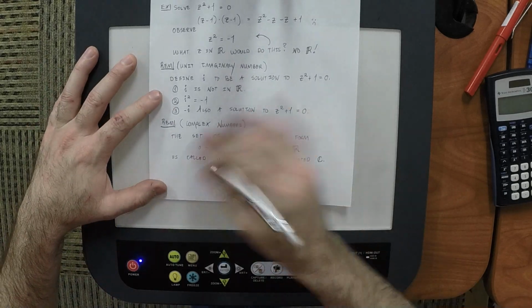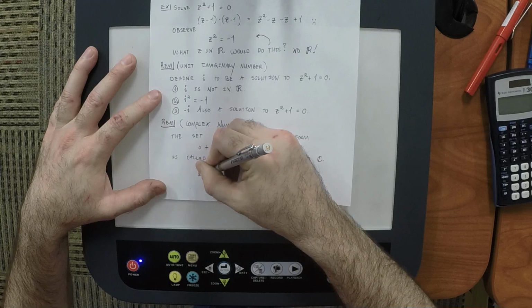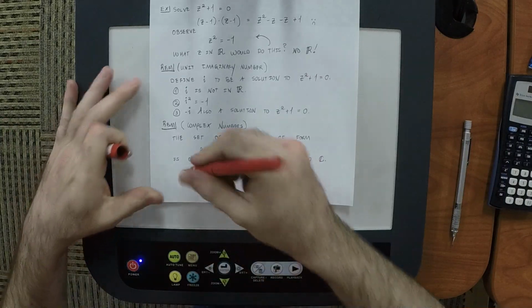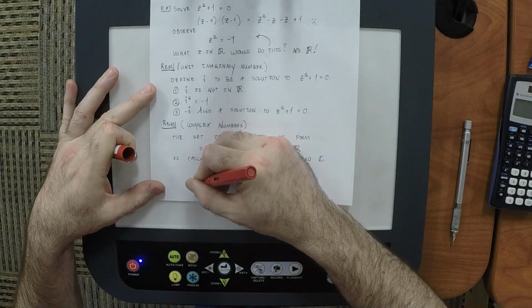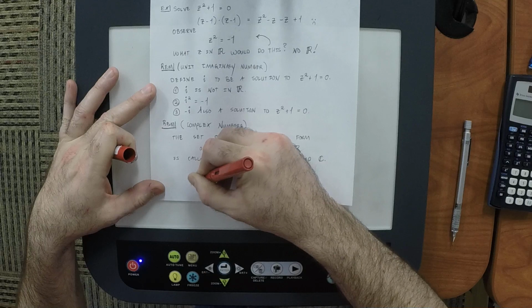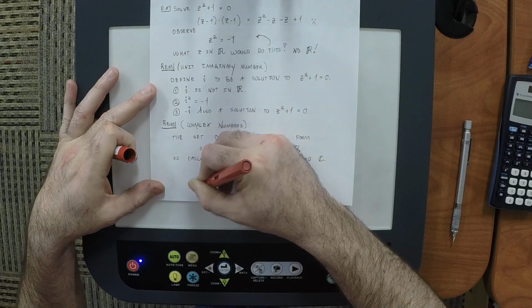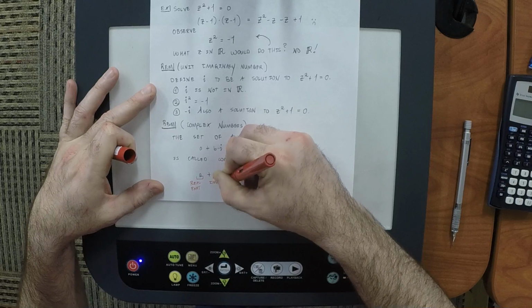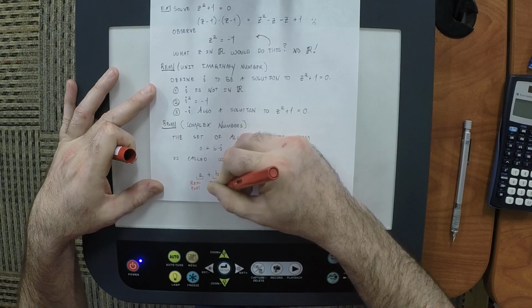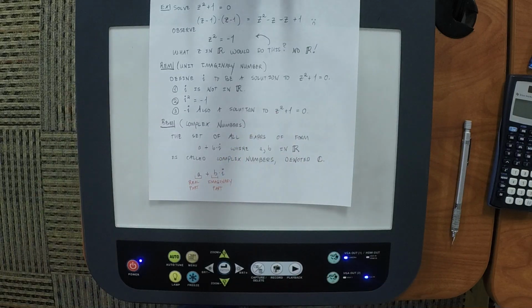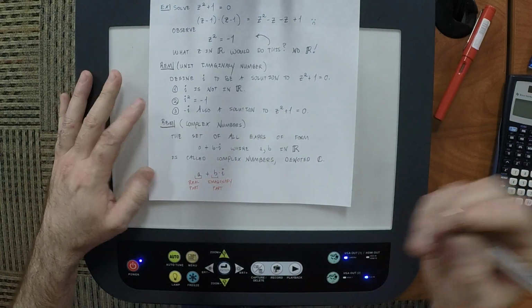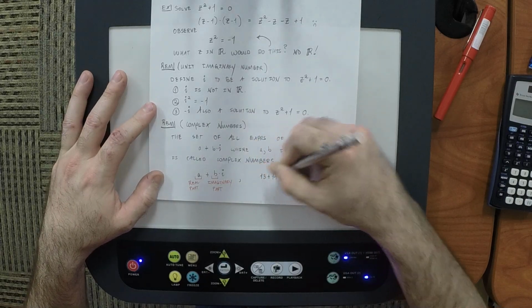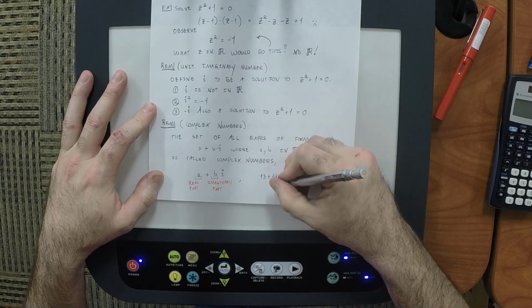So, for such a complex number, a plus bi, the a is referred to as the real part, and the b is referred to as the imaginary part. So notably, it's just the b, not bi. So, for example, for the number 13 plus 14i, what's the real part?